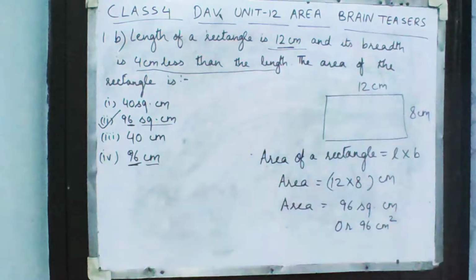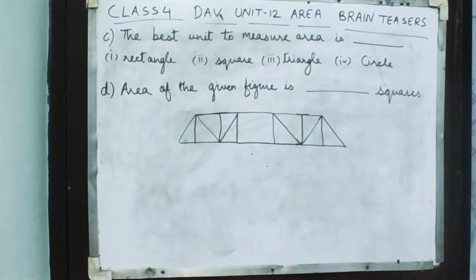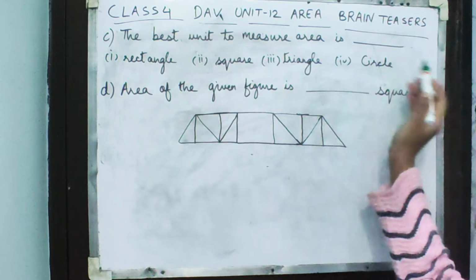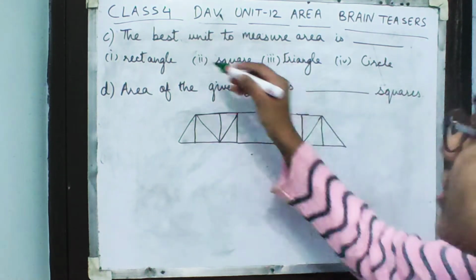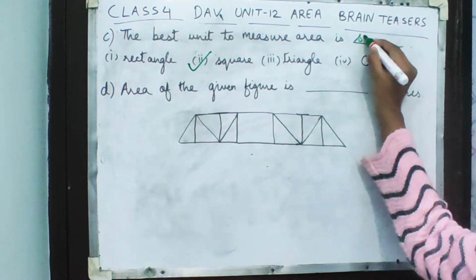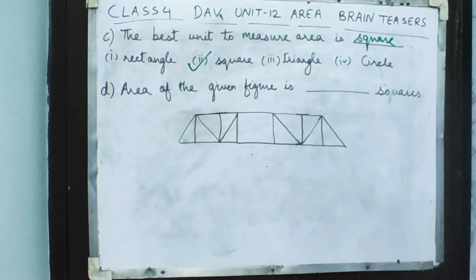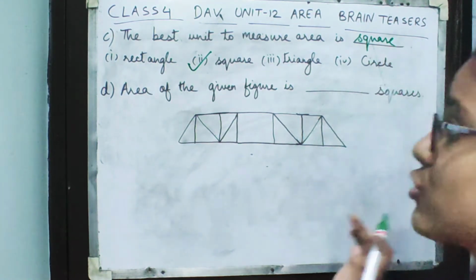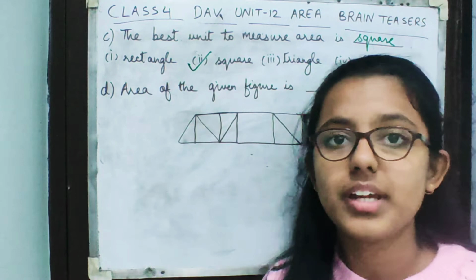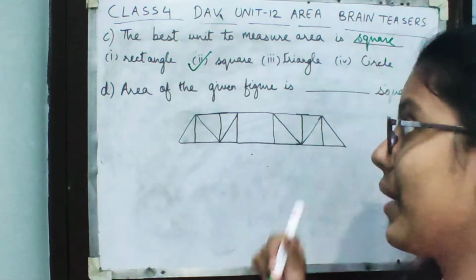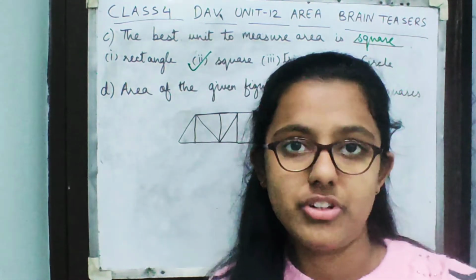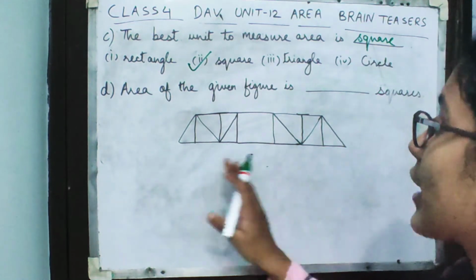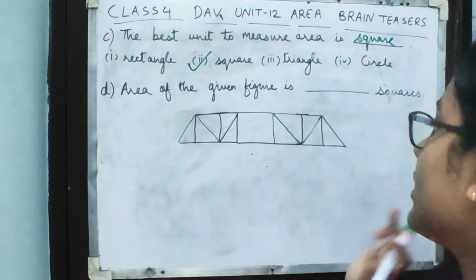Now coming to our C question, that is, the best unit to measure area is. The best unit to measure area is a square. So our correct answer is a square. And we have also discussed why the best unit of area is measured only by the square. We have discussed it in our explanation video. Moving next to our question D, that is, area of the given figure is.